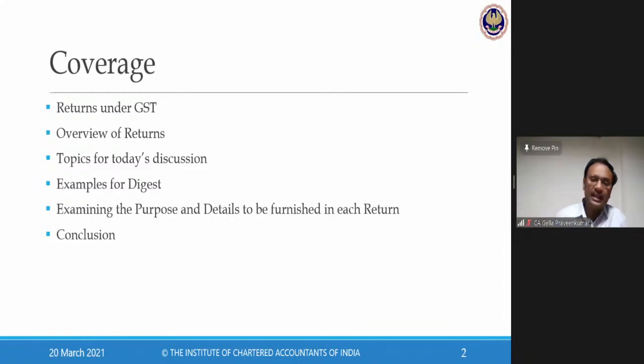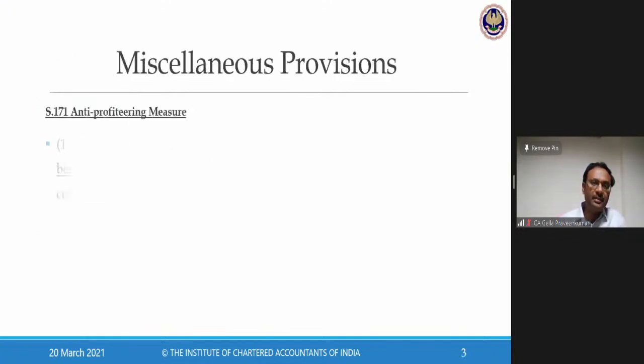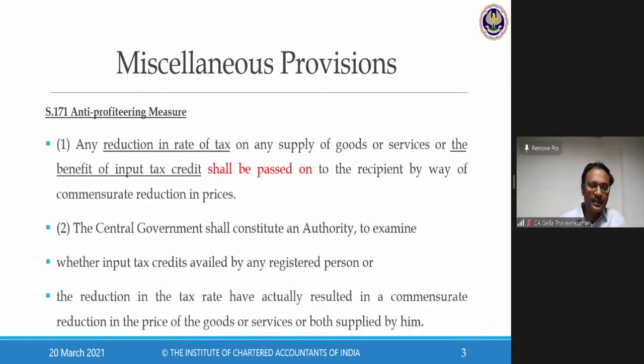Again, let us see what best we can learn from a career point of view. There is one topic which we left in our last session. I believe this is on anti-profiteering. So I'll touch upon this fantastic provision called anti-profiteering, give you the background of this topic, and then we will come back to today's topic on returns.